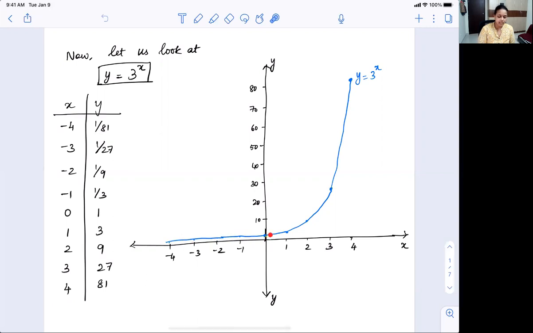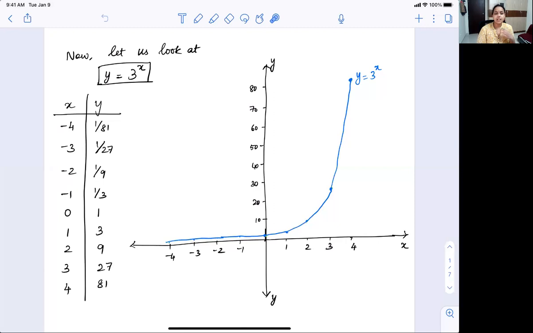Now notice what starts happening when x starts increasing. When x is 1, y is 3. When x is 2, y is 9. And when x is 3, y is 27. And when x is 4, it shoots up and goes up to 81. Now, this is a pretty dramatic looking graph. And this is an example of an exponential function.